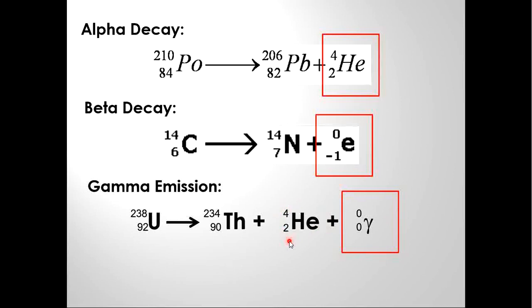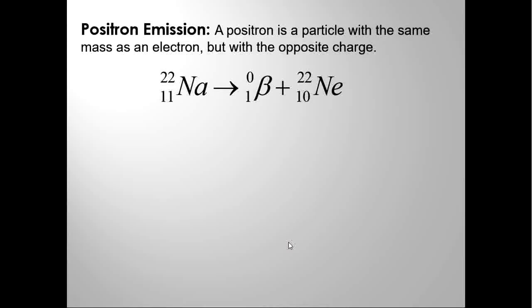Now let's go through two more types of radioactive emissions. We also have positron emission. So this is a positron, a particle with the same mass as an electron, but with the opposite charge. You'll notice that it is the same symbol as your beta. However, here is our positive charge. So instead of 0, -1, it is now 0, 1. And again, this can be represented with an e as well, okay? Because beta and electron will be the same.